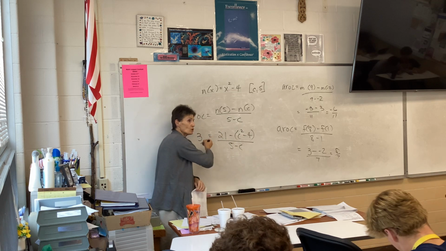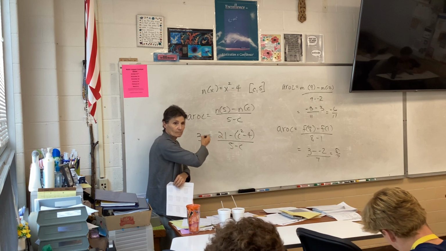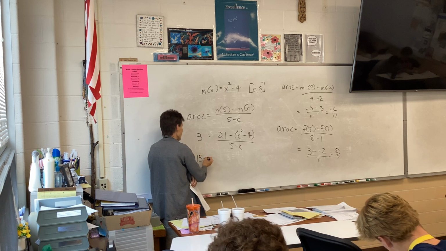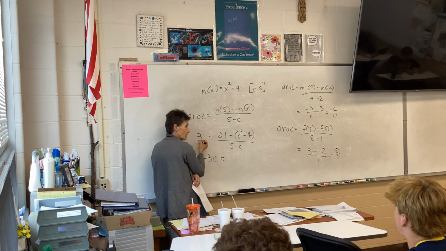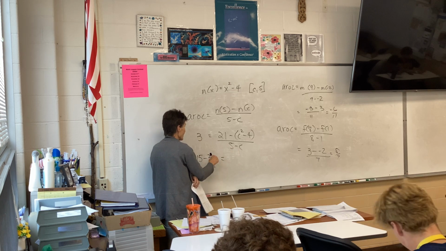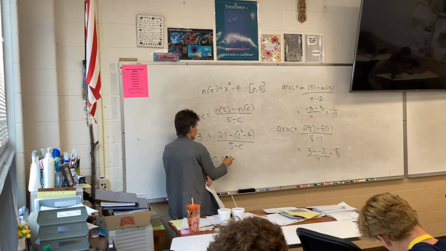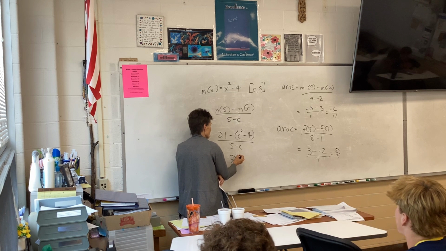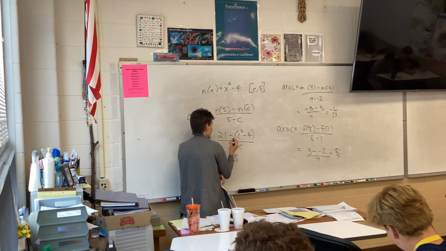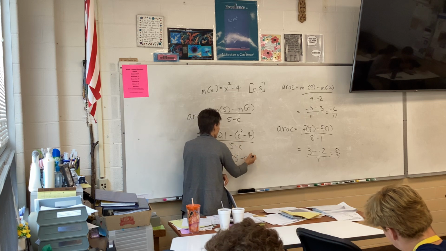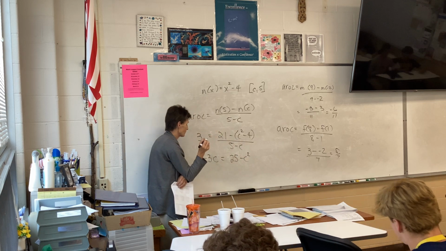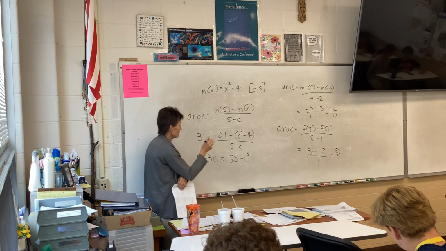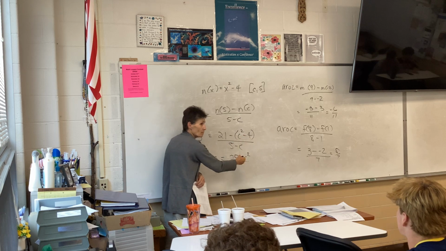So we have an equation now that looks like this. So 15 minus 3C, I'm going to bring this over here. 15 minus 3C equals 25 minus C squared. Oh shoot. I could have done something different, but oh well, this is fine. Minus C squared plus 4, everybody okay with that?